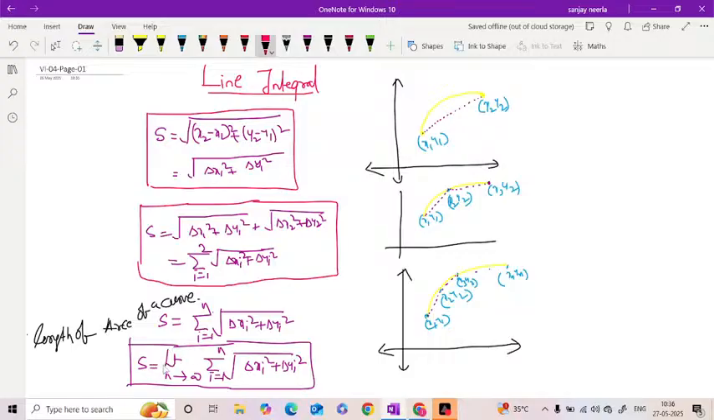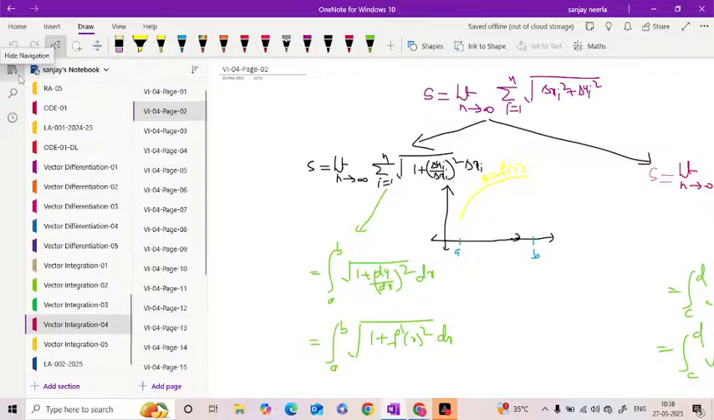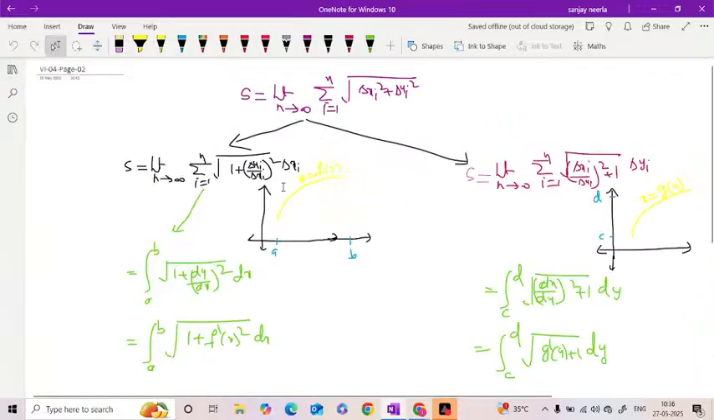So the arc length is the limit as n tends to infinity of the summation from i equal to 1 to n of the square root of delta xi whole square plus delta yi whole square. After separating delta xi and delta yi, we have two parts. After separating delta x, the result is the integral from a to b of the square root of 1 plus f dash of x whole square into dx. After separating delta y, the integral from c to d of the square root of g dash of y whole square plus 1 into dy.